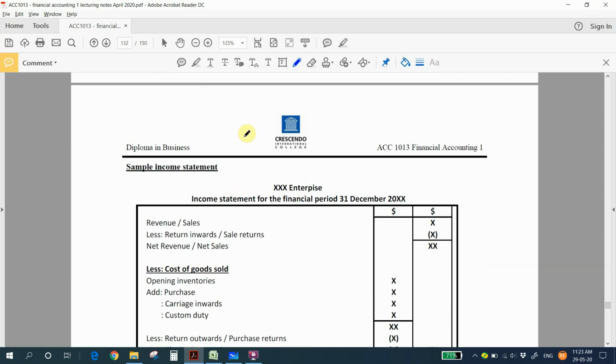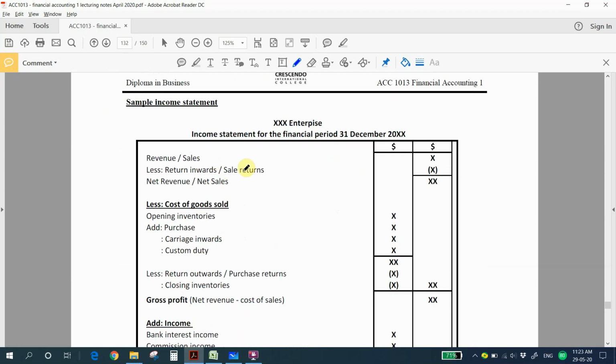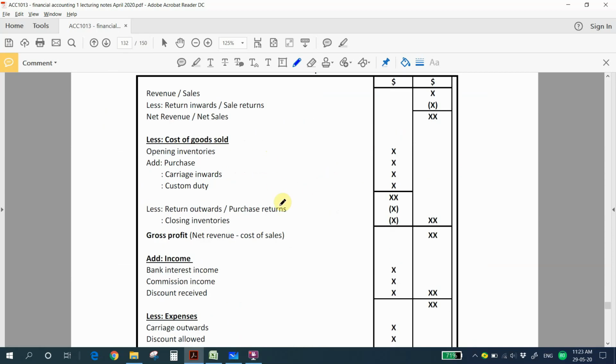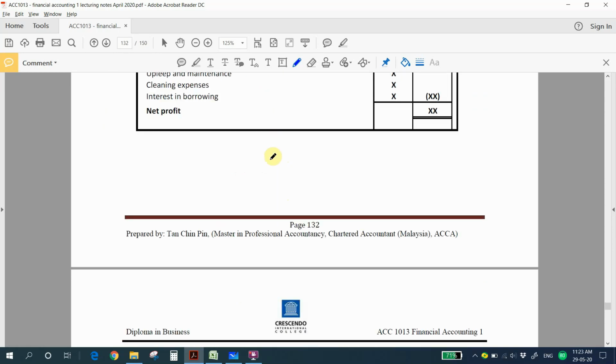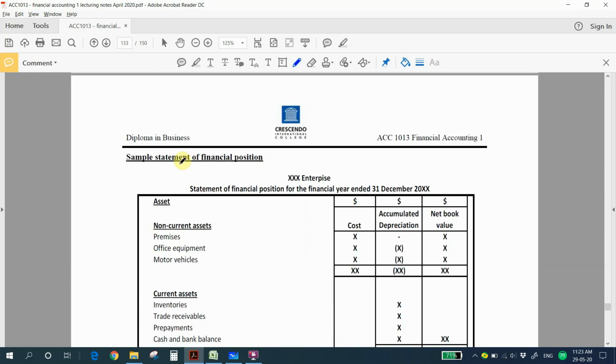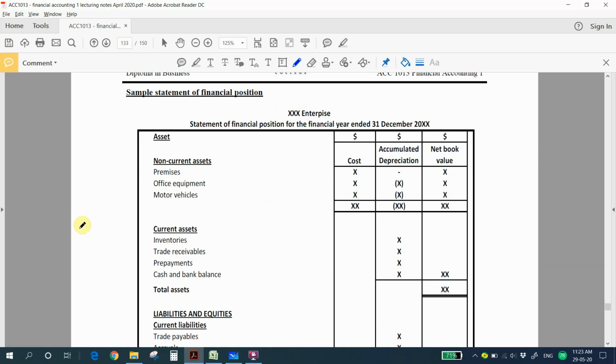Next, this is a sample of your income statement, and from what you see here, this is very similar to your chapter 3. The format will be the same, and this is a sample of your statement of financial position. The only difference compared to your chapter 3 is the presentation of non-current assets. For non-current assets, we need to split into cost, accumulated depreciation, and net book value. And you have learned this in your chapter 5.